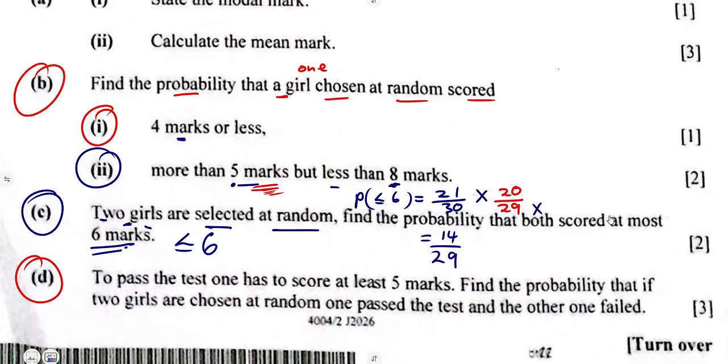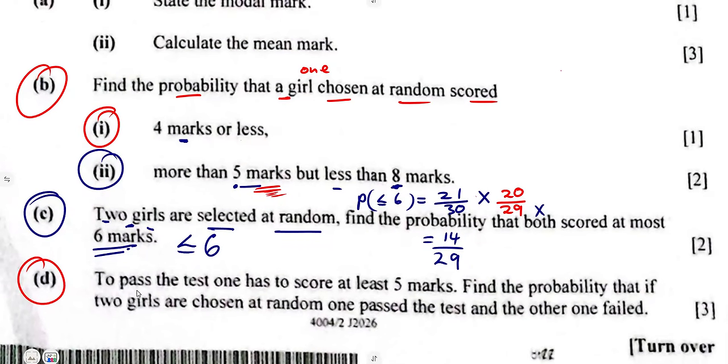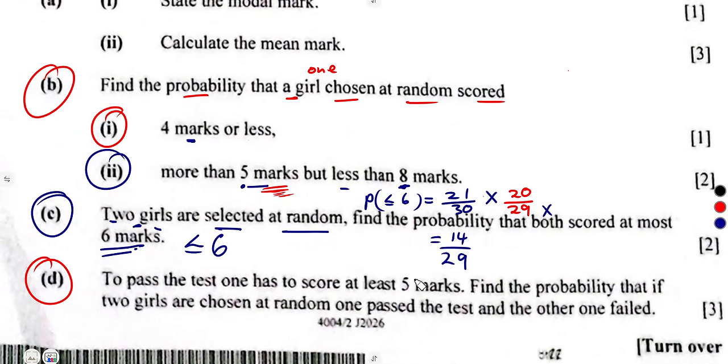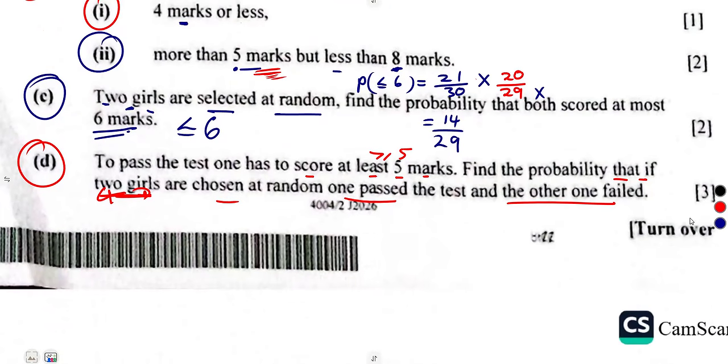D, considering this part here too, to pass the test, one has to score at least 5 marks. At least means greater than or equal to 5. Find the probability that if 2 girls, there are 2 of them being picked here, are chosen at random, one passed the test and the other one failed. So let's consider those who passed the test, because you're given that they must have a mark greater than or equal to 5, at least 5.